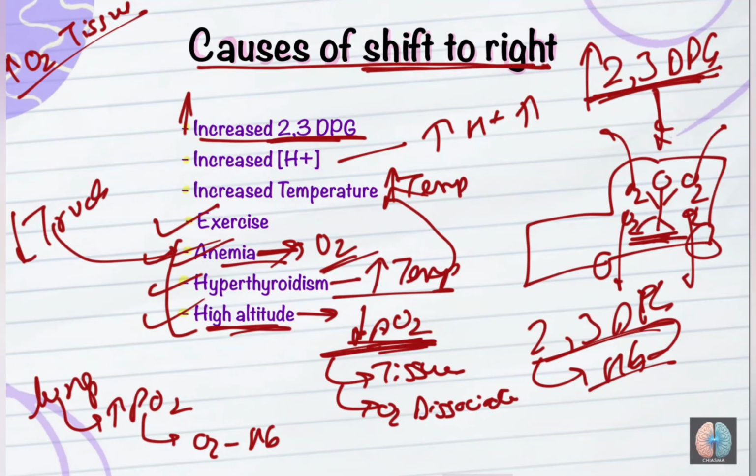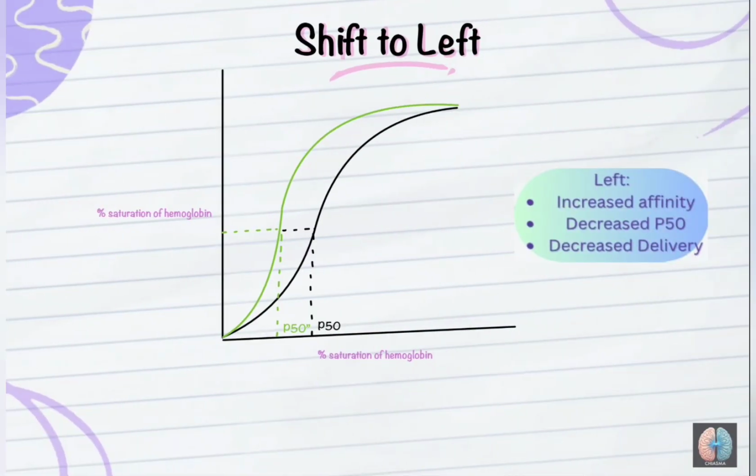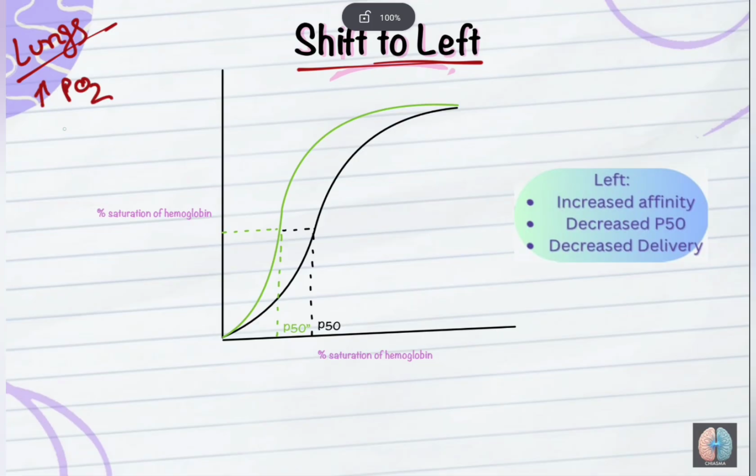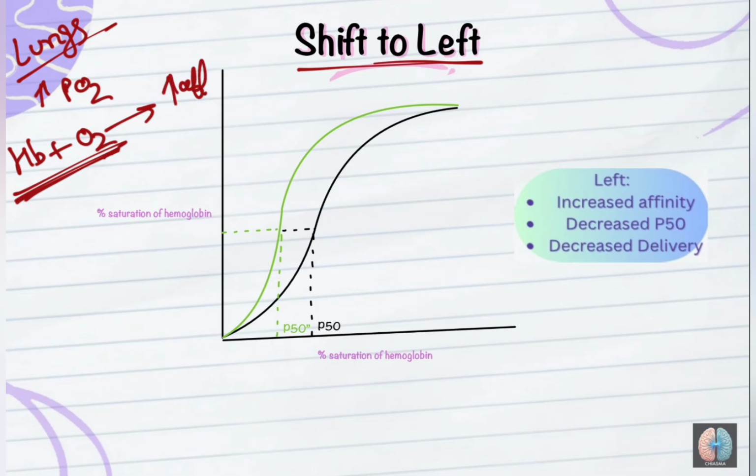Alright, next we are going to talk about the shift to the left. The shift to the right was at the level of tissues, so this is at the level of lungs. So what happens at the level of lungs? We have lots and lots of oxygen, and there is increased affinity of oxygen to bind with hemoglobin because it has to be delivered to the tissues, right? So it binds easily with hemoglobin. So affinity is increased, and there is no such delivery in the lungs, right? It happens at the level of tissues.